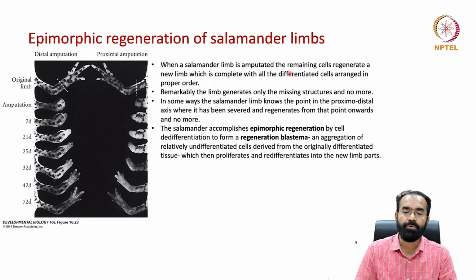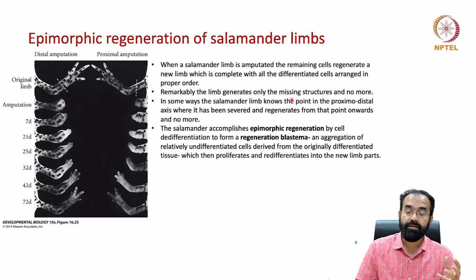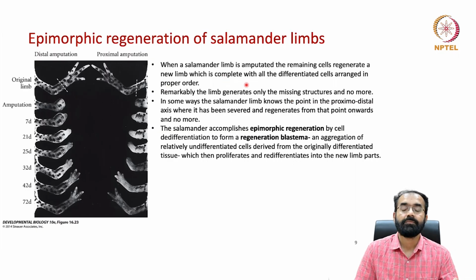When a salamander limb is amputated, the remaining cells regenerate. Once you remove these cells, the remaining cells will dedifferentiate and regenerate a new limb, which is a complete copy or mirror image of the limb on the other side, with all differentiated cells arranged in proper order, a functional limb. Remarkably, the limb regenerates only the missing structure and no more. It cannot generate anything extra. One limb is cut, 2 limbs are not formed. In some ways, the salamander limb knows its point on the proximo-distal axis.